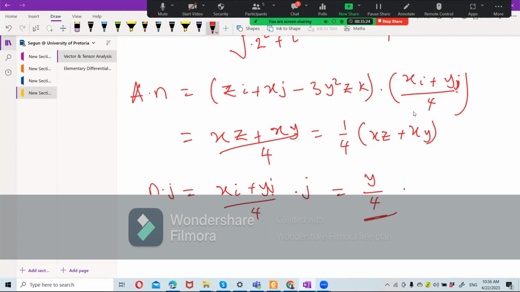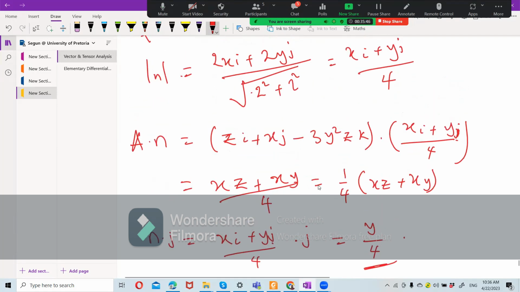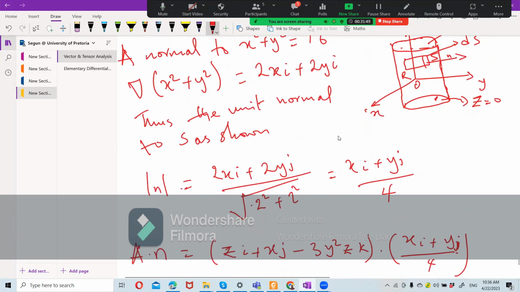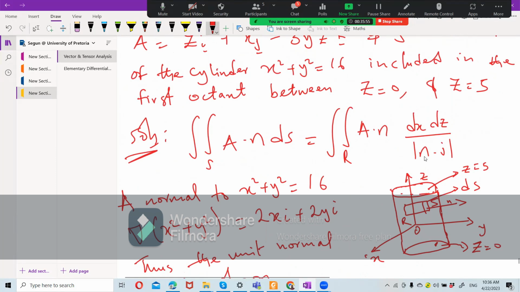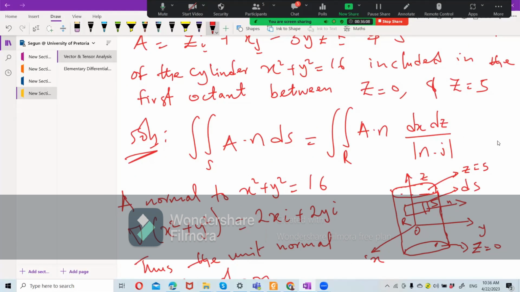Hello? Hello? Yes, we are with you, sir. Do you agree? Yes, sir. Okay. Now, the question is, we need to go back to the formula to be able to solve the problem. Remember, the formula says what? This is the formula. We just calculated n dot j. We calculated a dot n. So the absolute value, the magnitude value of this, we've done that. Remains for us to do the x, the z.